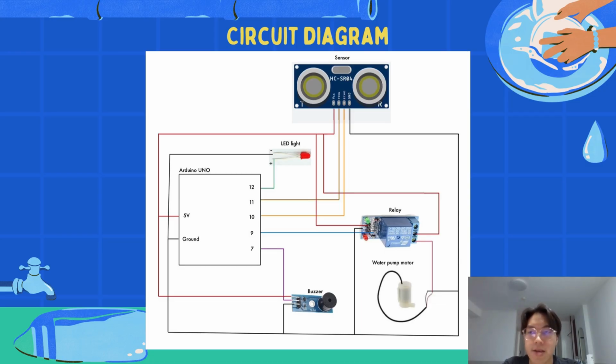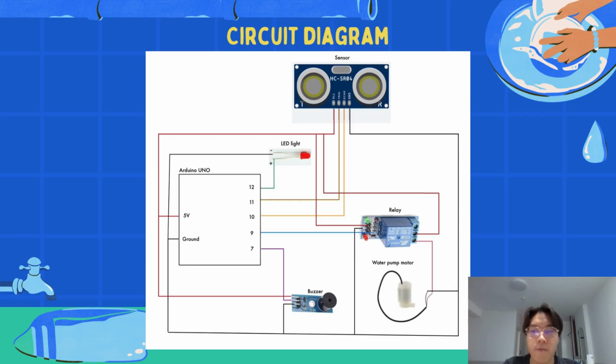The fourth part is the LED light. The LED light gives a visual signal to the user. It turns on when water is dispensing and off otherwise. The LED is connected to pin 12. We also use a 220 ohm resistor to protect the LED from burning out.